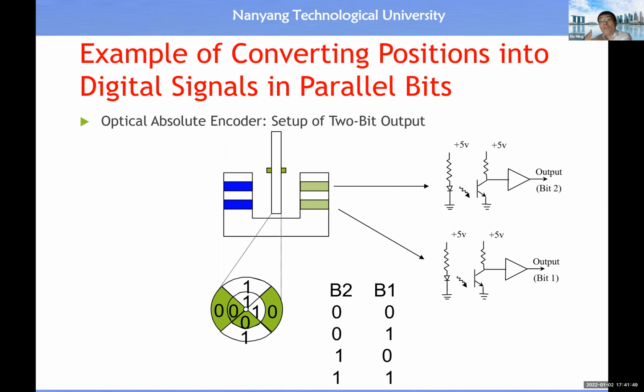Of course, for each individual bit there is a time series, but here the focus is on the spatial pulse. Basically it means a parallel bit, by combining all the output bits together. With 2 bits, we can only measure 4 positions, because 0 0, 0 1, 1 0, 1 1 gives just 4 indications of a position.